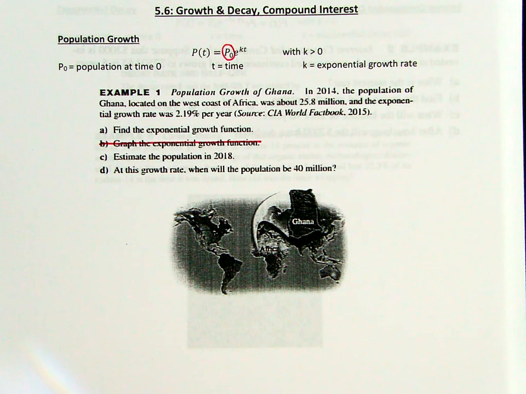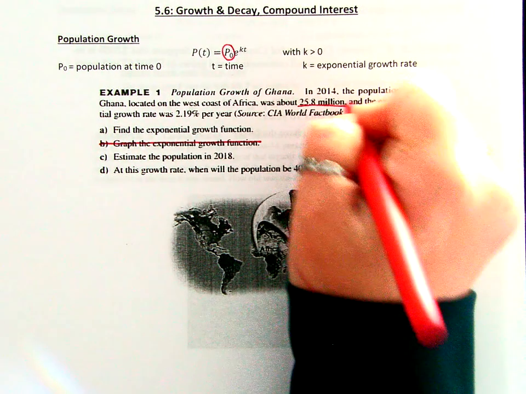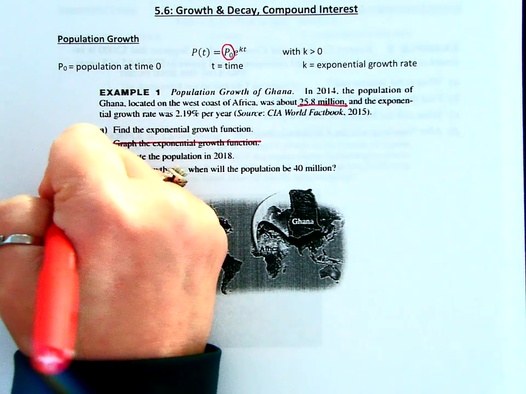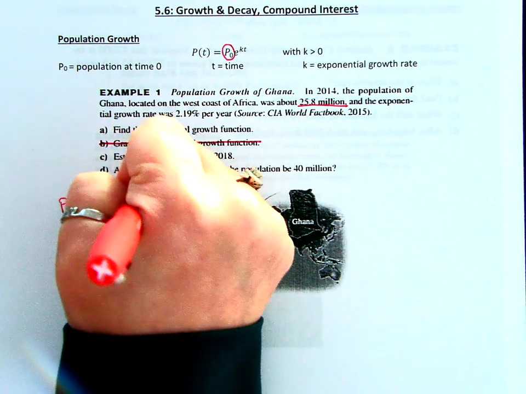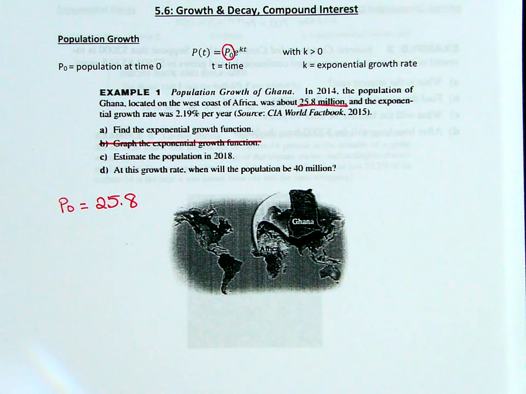So let's read the problem. It says population growth in Ghana. In 2014, the population of Ghana, located in West Coast Africa, was about 25.8 million people. So that's kind of where we need to start. That's our P-naught. Sometimes listing out the parts that you have will help you to plug and chug. It's 25.8. You don't have to put 25,800,000, just 25.8. And the exponential growth rate for Ghana was 2.19% per year.